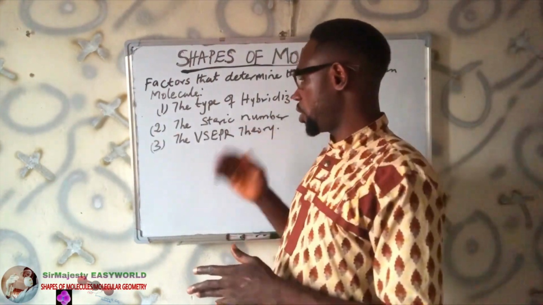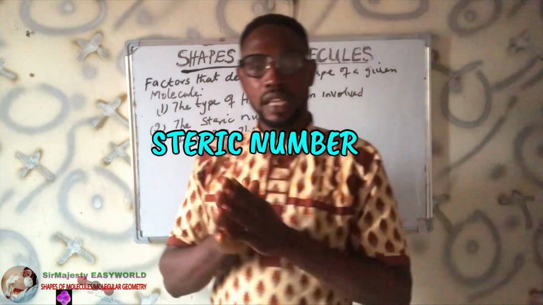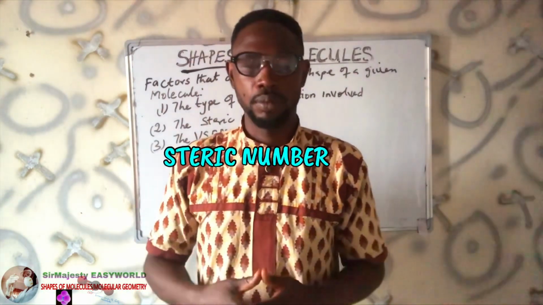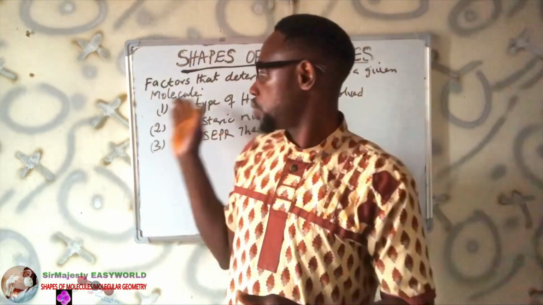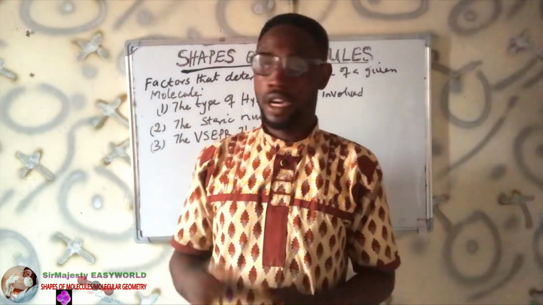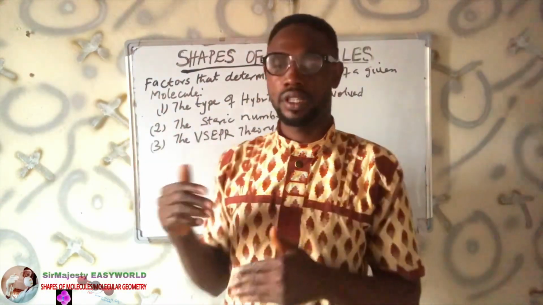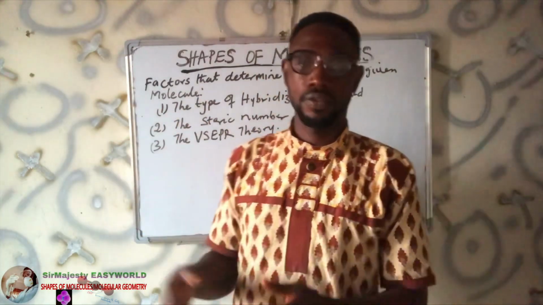Then factor 2 is where I'm going to write something. Steric number determines the shape, the molecular geometry, and it rhymes with number 1. None of them contradicts each other. The rule of factor 1 will tell you that this is this shape, and this one will tell you it is not this shape. Rather, the other ones will convince you.